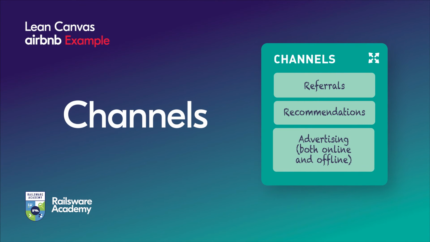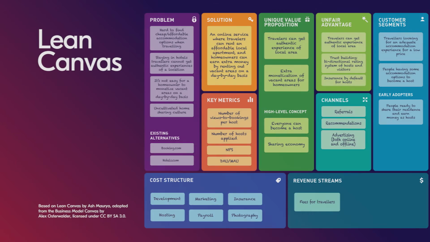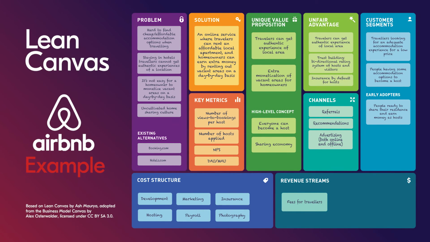The last thing to cover is the channels to reach customers. Back then, the startup could rely on recommendations and referrals, as well as online and offline advertising. And that's it. The Airbnb Link Canvas is ready.